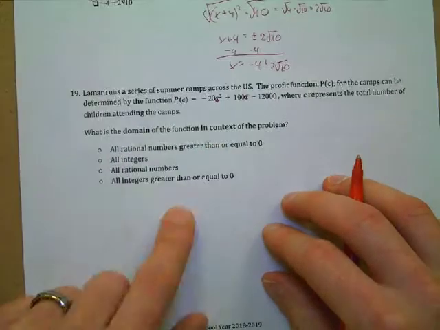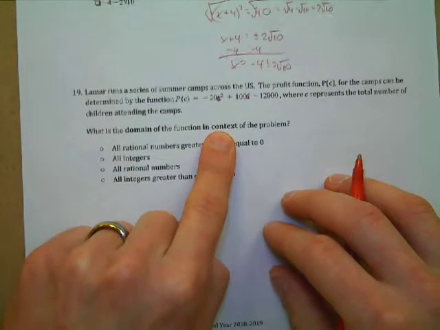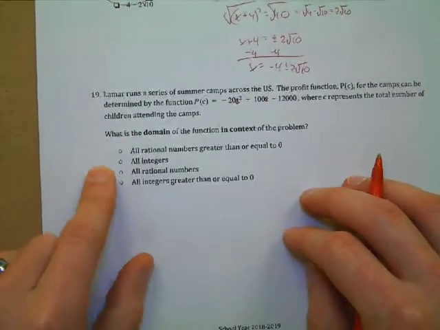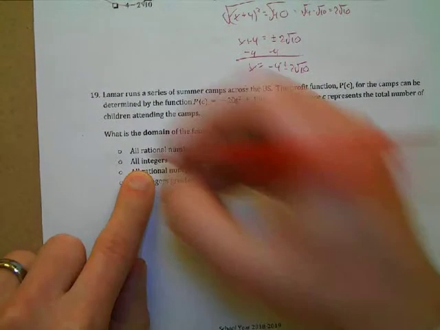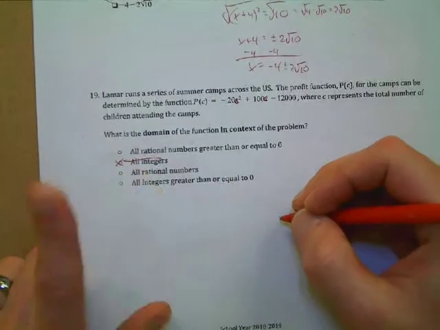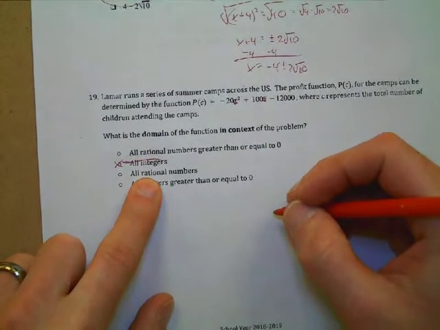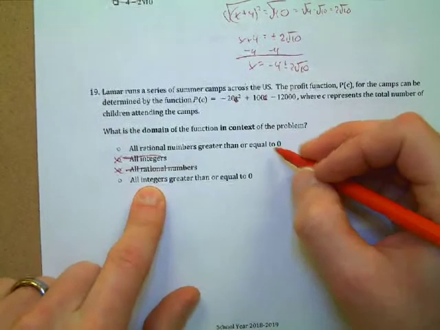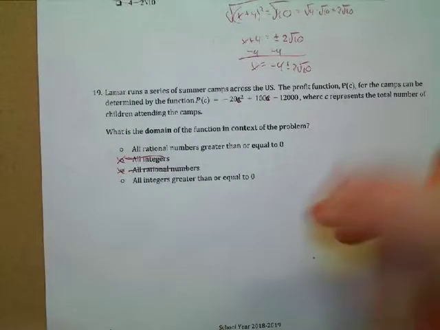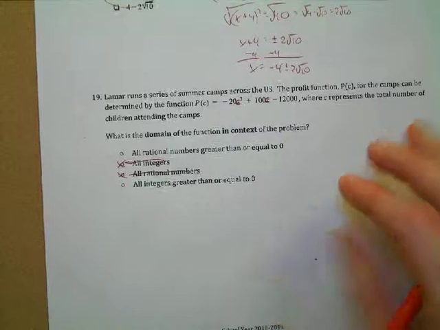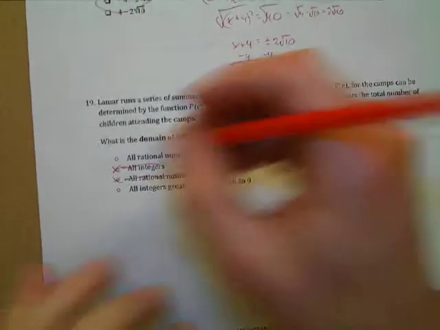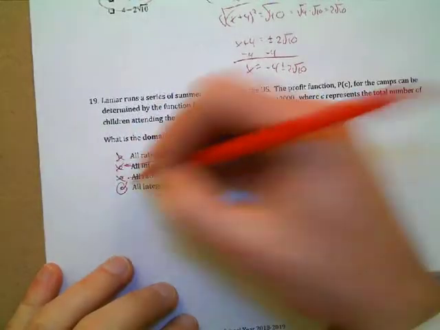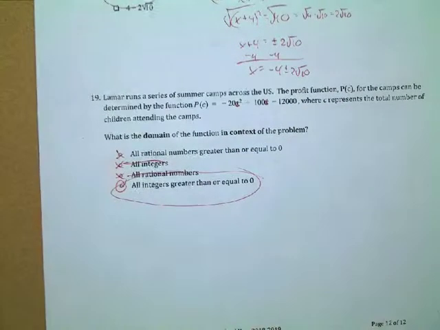Okay, domain, in context. We're talking about children. So in other words, there should be no negative numbers. So not all integers, because that would include negative numbers. Also not all rational numbers, because rational numbers could also be negative, so not that one. So it's rational numbers greater than or equal to 0, or integers greater than or equal to 0. Remember, rational numbers include fractions. We don't talk about fractions of children. You either are a child or you are not a child. Okay, there's no partial child. So not that, it is integers. Okay, integers. And that concludes the recording.